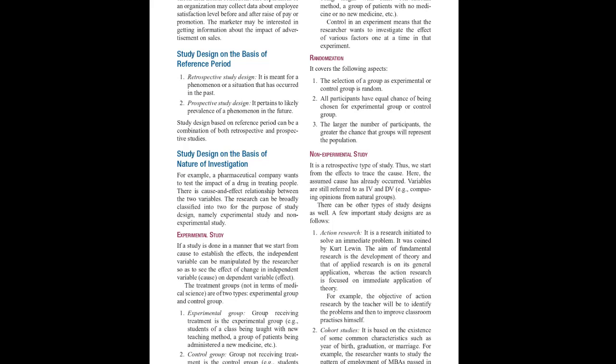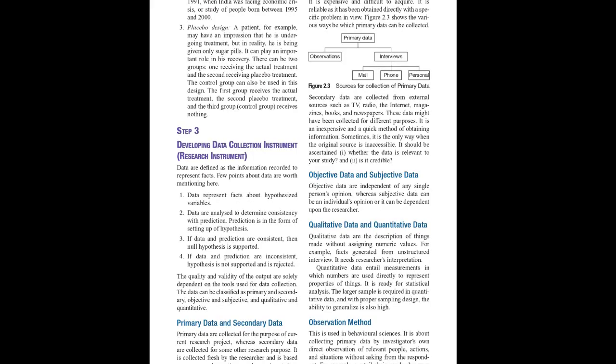2. Cohort studies. It is based on the existence of some common characteristics such as year of birth, graduation, or marriage. For example, the researcher wants to study the pattern of employment of MBAs passed in 1991, when India was facing economic crisis, or a study of people born between 1995 and 2000.